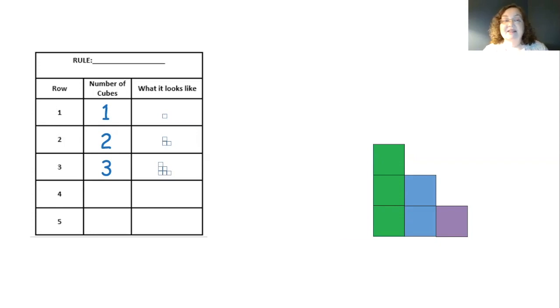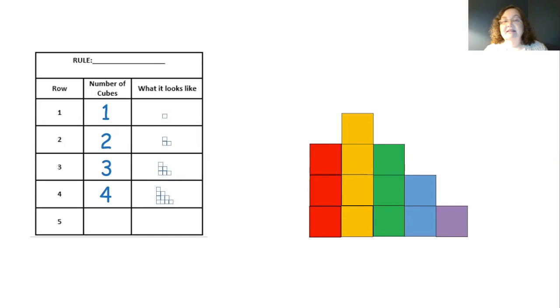Well, let's look at the next one. 4 blocks, right? And I'm going to put the 4 in my chart, and I'm going to draw what I made. And then finally, 5. So for number of cubes, I'm going to write 5, and I'm going to draw what that looks like. Fabulous.